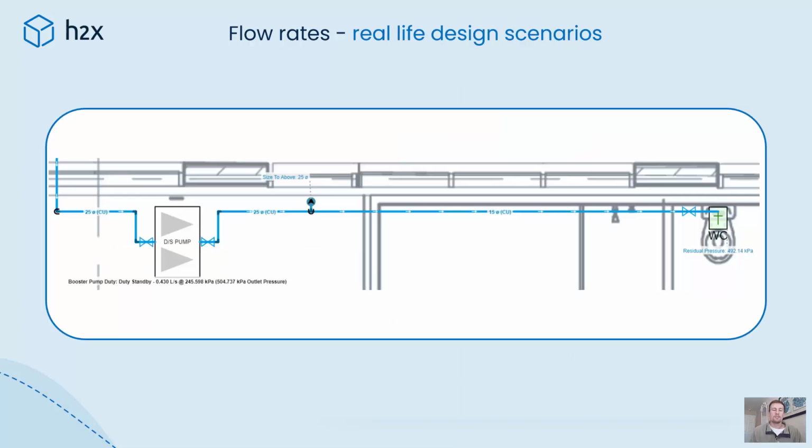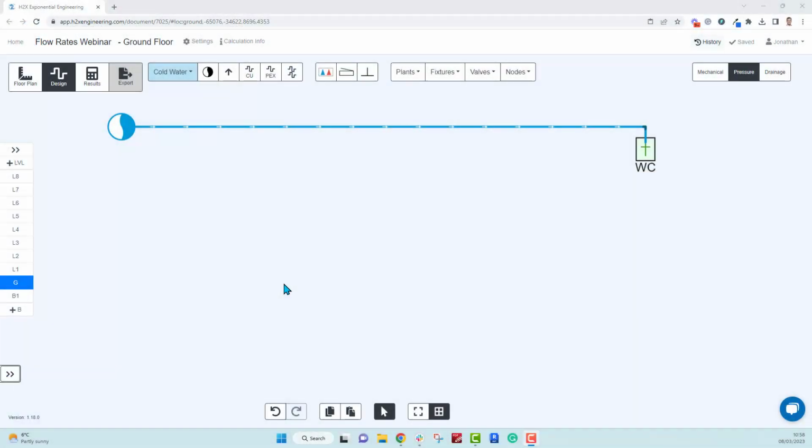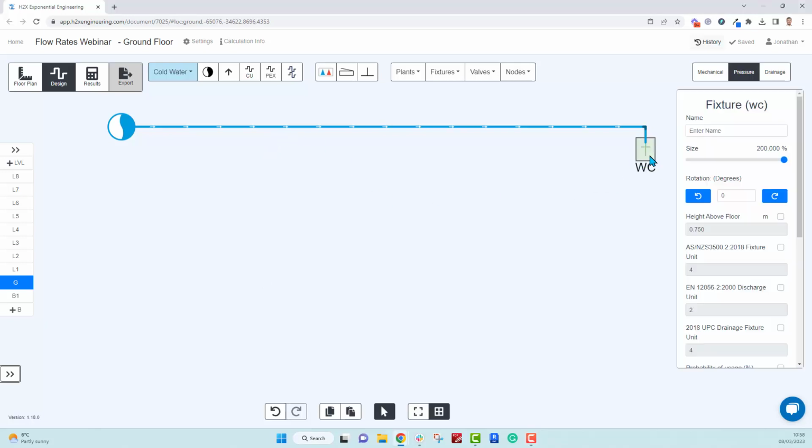All right, well, let's go through some real-life design scenarios now so we can make these flow rate calculations feel like second nature to you. In this first example, we're just going to go over some basic scenarios to help you grasp the fundamentals. So here we've got a very simple layout and we've got one fixture, a WC.